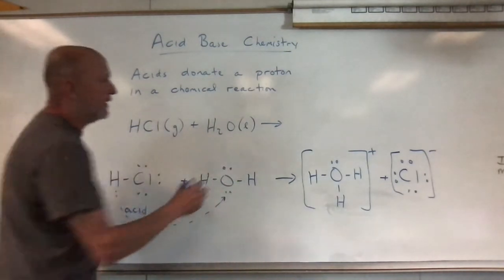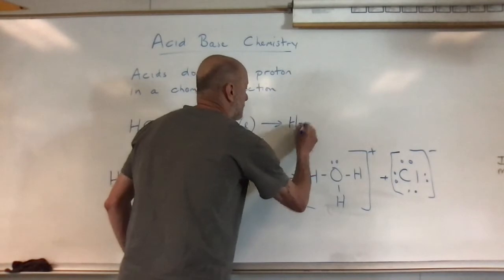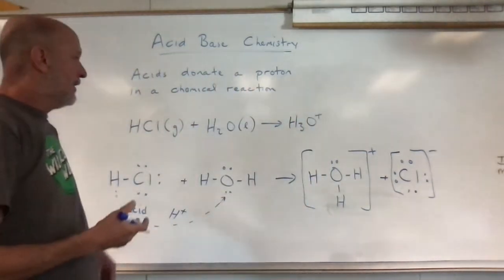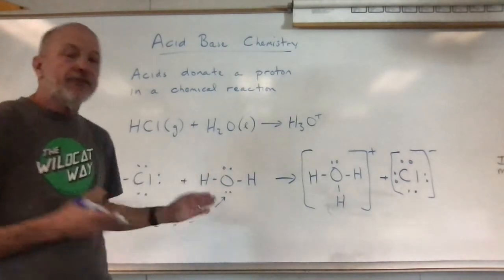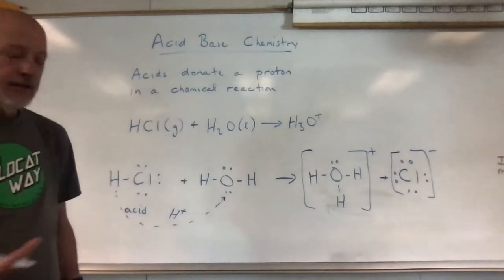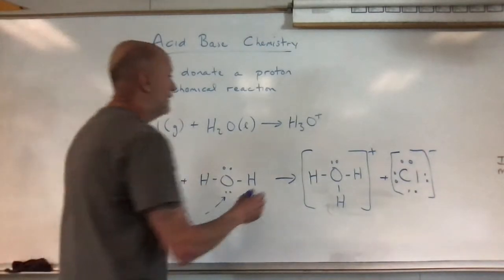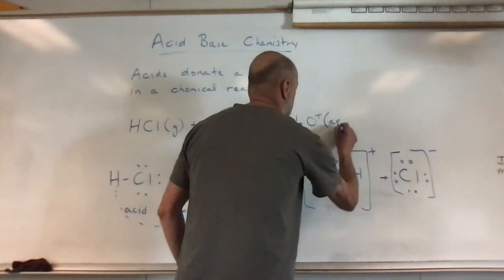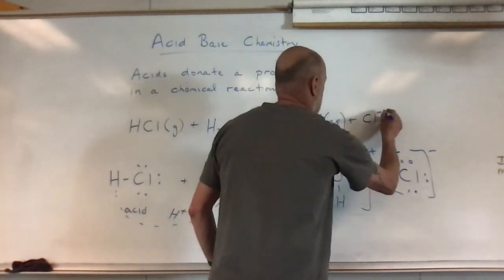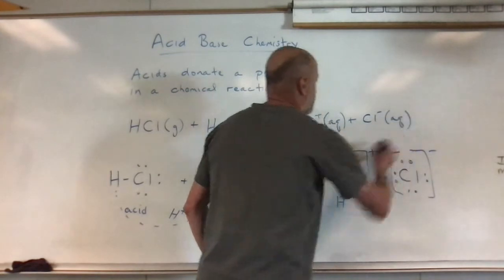What is that? It's H3O plus. What is H3O plus? It's basically a water molecule that has added a proton. We have a special name for that one. It's a very important ion. It's called the hydronium ion. That will now be in solution. And what else do I have? The chloride ion in solution.